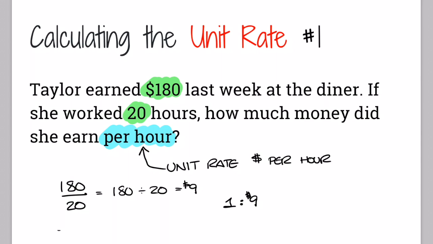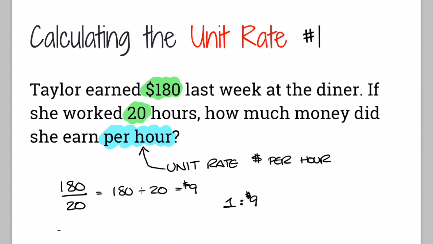Let's check our math. How many hours does she work? 20 times how much money are we saying she made? 9. Well, 0 times 9 is 0. 2 times 9 is 18. 180. Make sense? So the unit rate, how much money did she earn per hour? She earned $9 per hour.